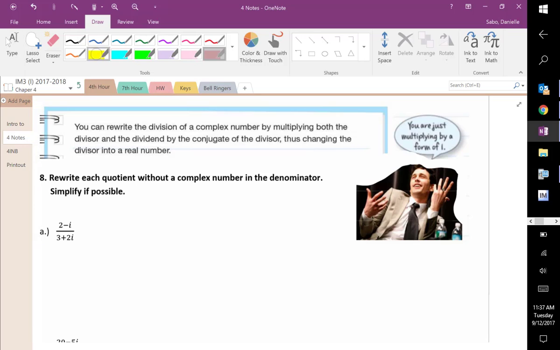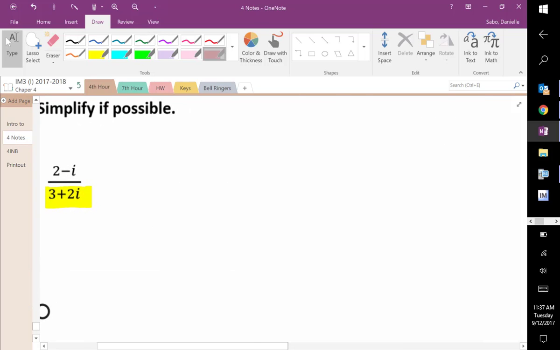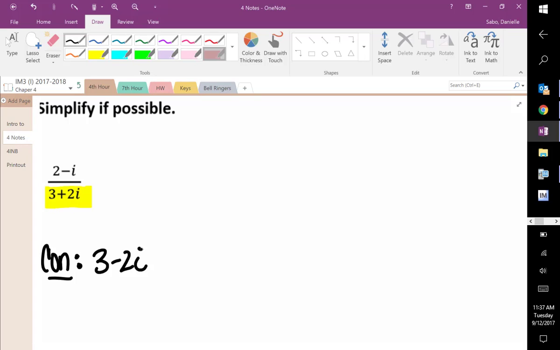So what is the conjugate of this denominator here? Let's first determine what the conjugate is. Good, so this is 3 minus 2i. So what that's telling me is, if I multiply the top and the bottom of this fraction by the conjugate, I will no longer have imaginary numbers underneath in the denominator.